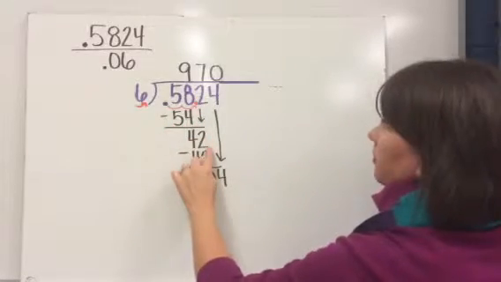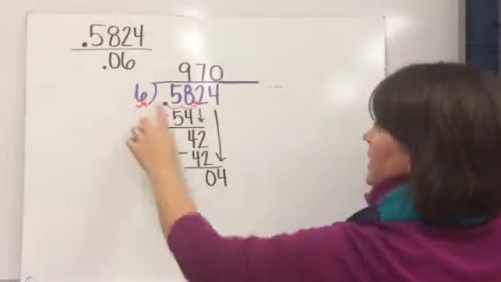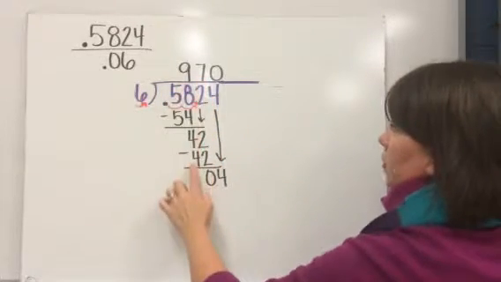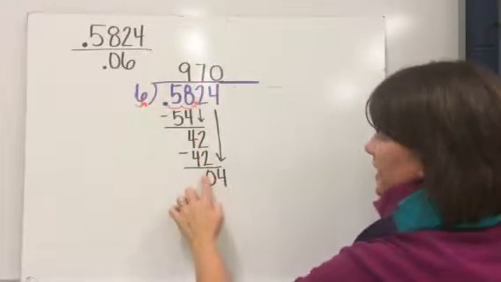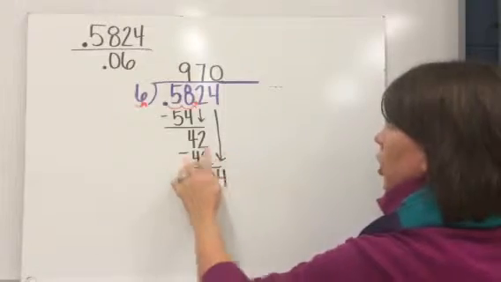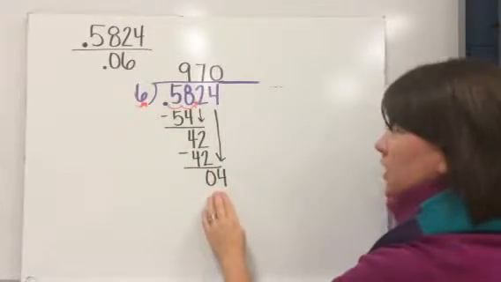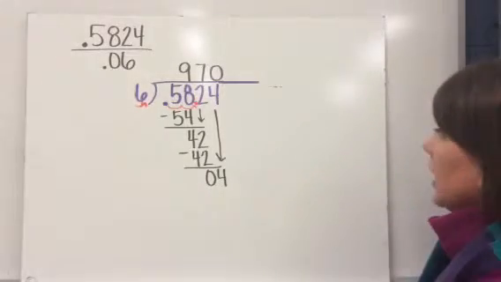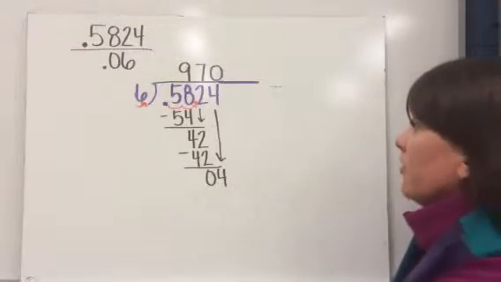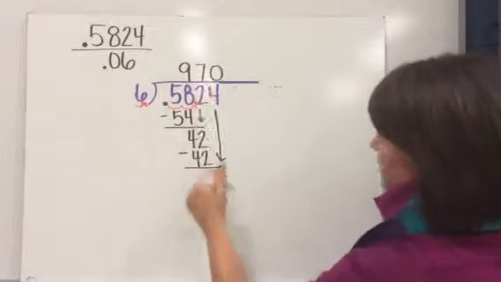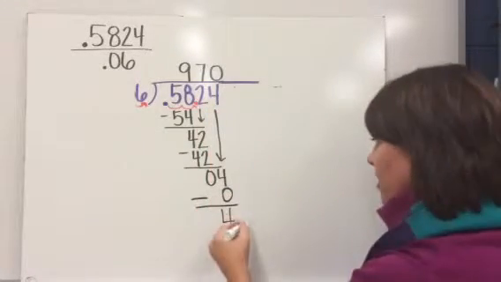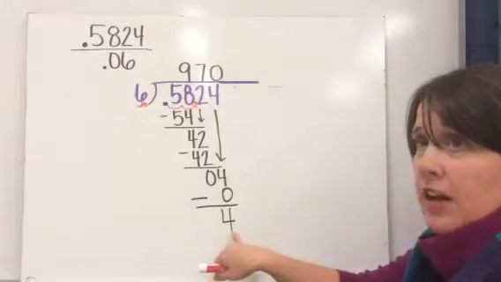Bring down the 2. Divide again. 6 goes into 42 7 times. 6 times 7 is 42. Subtract, I get 0. Bring down the 4. 6 does not go into 4, so I have to put that 0 there. Again, zeros in the quotient can be tricky. And I'm not finished because I have 6 times 0 is 0, 4 minus 0 is 4, and I have nothing to bring down, but I have a remainder here.